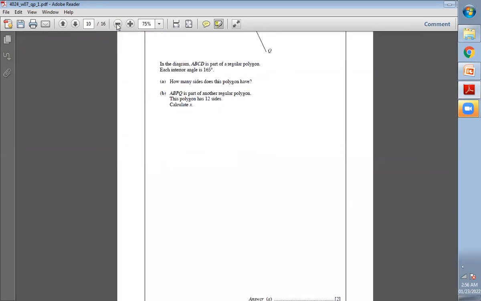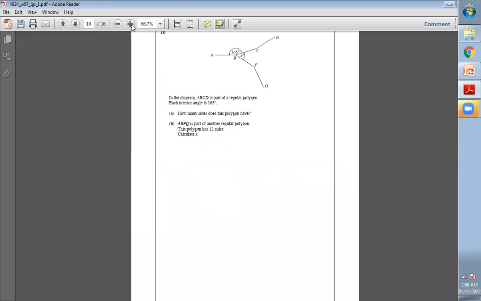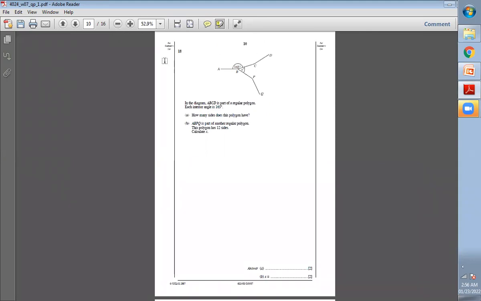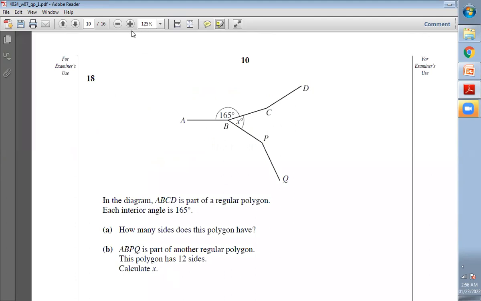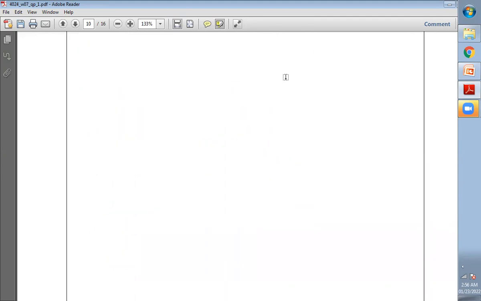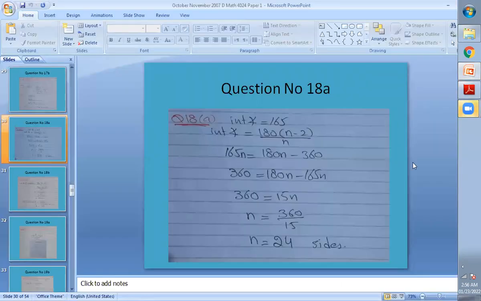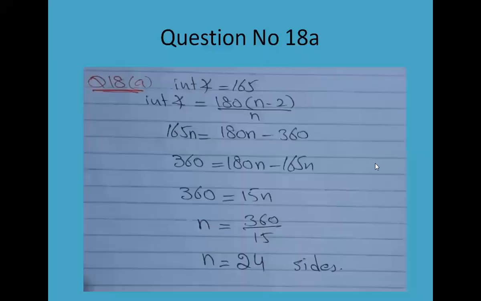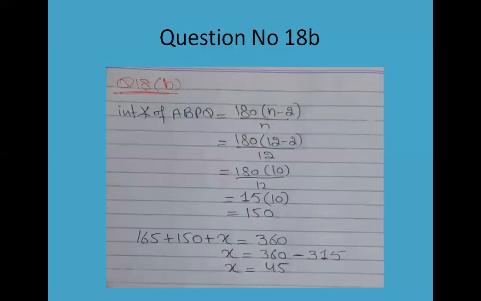Okay. So let me show you first of all. So this is the whole question, a 2-mark question. So the internal angle of ABPQ will be equal to 180(n minus 2) divided by n. So in the place of n, I will put 12. So you will have 180(12 minus 2) divided by 12. So if you have 180 multiplied by 10 divided by 12, you divide 180 by 12, you get 15. So 15 multiplied by 10, and that will be 150. So the internal angle of ABPQ will be 150.